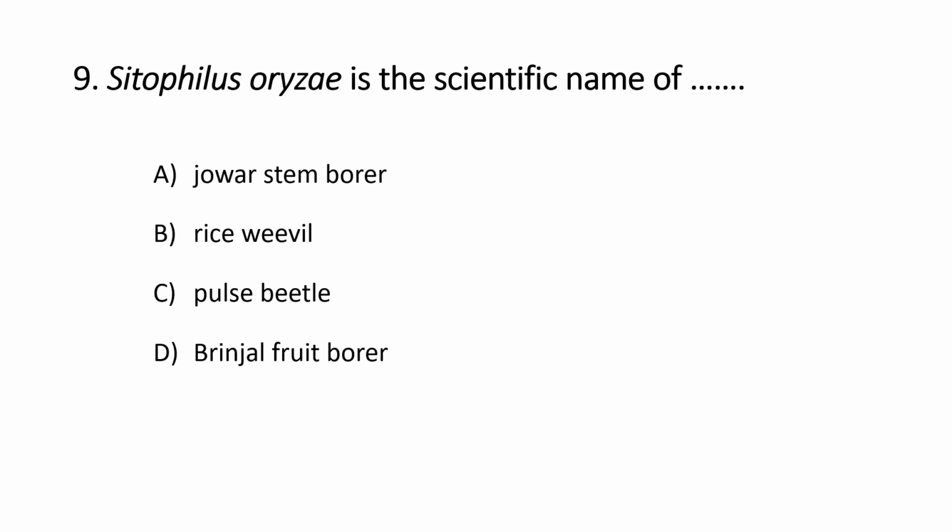See these options are Jowar stem borer, then rice weevil, then pulse beetle, and brinjal fruit borer. We know the scientific name of Jowar stem borer is Chilo partellus. Then pulse beetle's scientific name is Callosobruchus chinensis. Then brinjal fruit borer is Leucinodes orbonalis. Now the option that remains is rice weevil. Rice weevil is the correct option. Scythophilus oryzae is the scientific name of rice weevil.